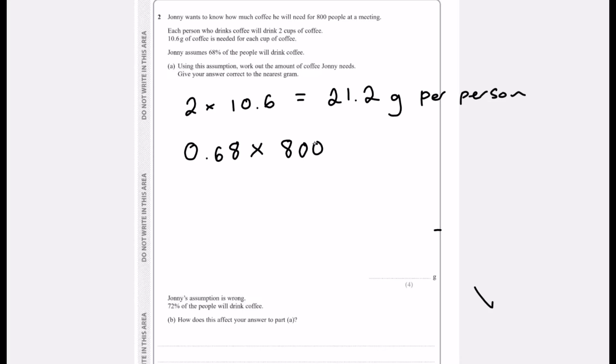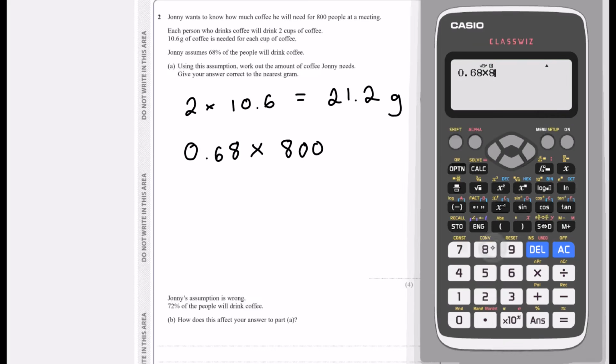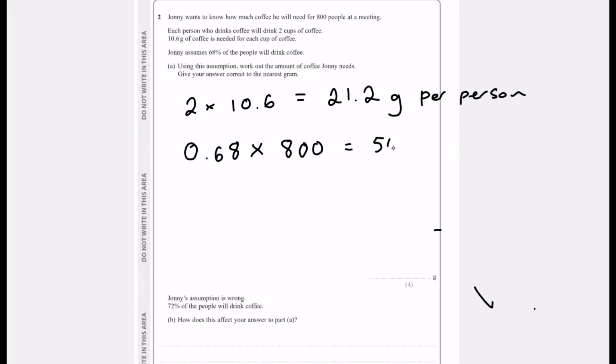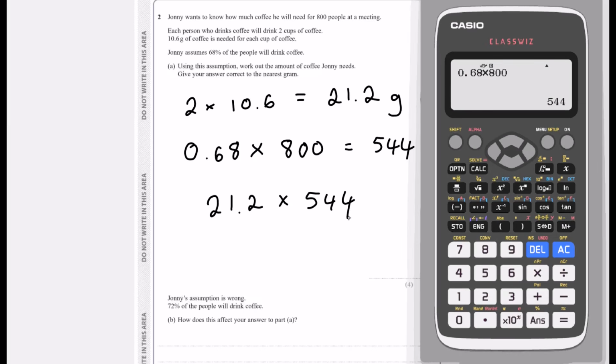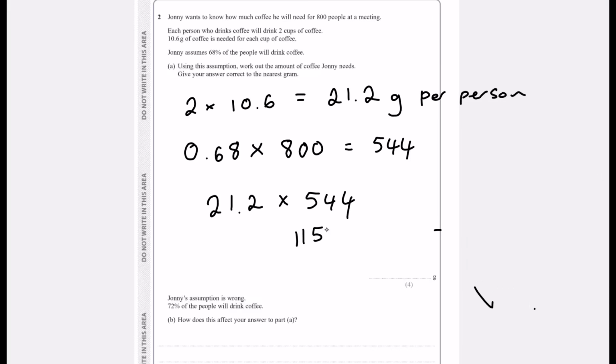68% of 800 is 544. So we've got 21.2 grams per person, 544 people. So 21.2 times 544. And that is 11,532.8. 11,532.8 grams of coffee. Give your answer correct to the nearest gram.